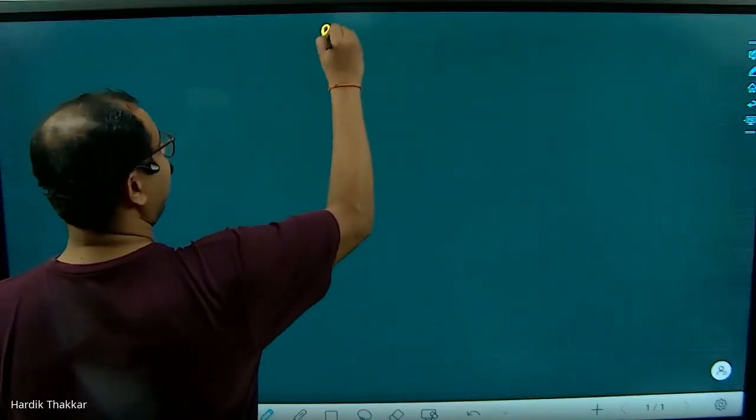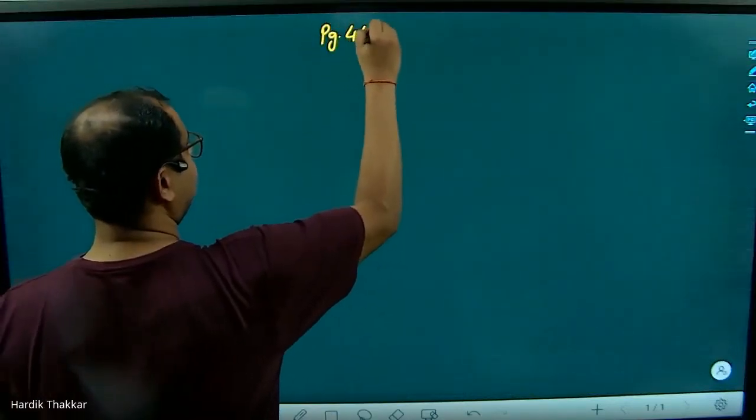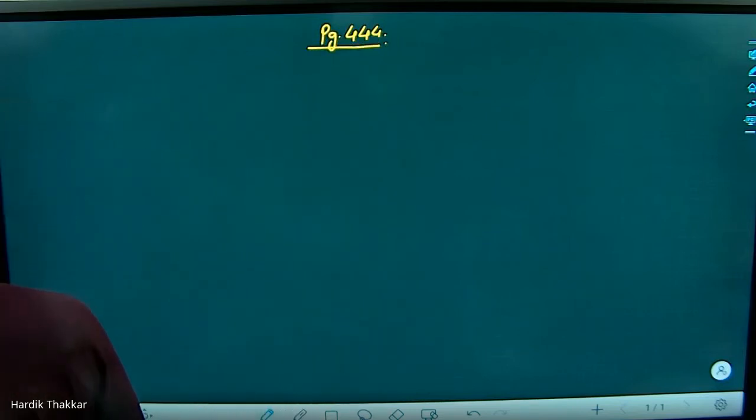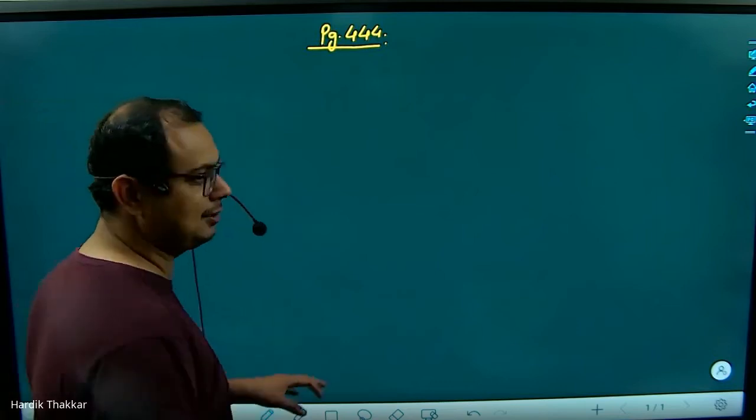Okay, so page number 444. The concept of consumer surplus and producer surplus is given.